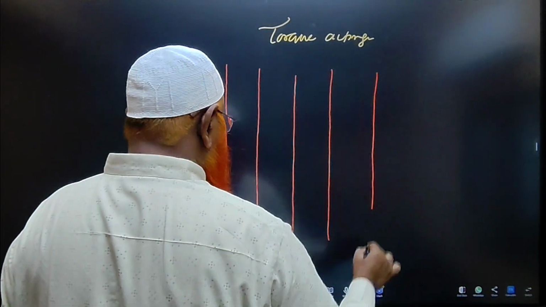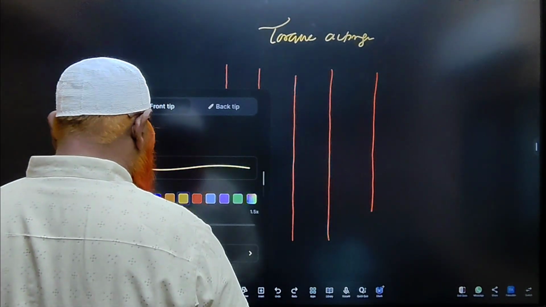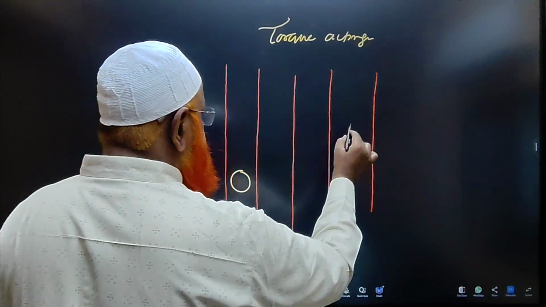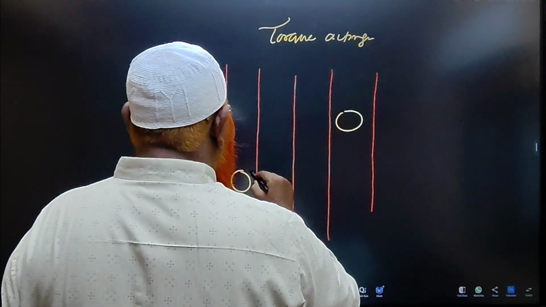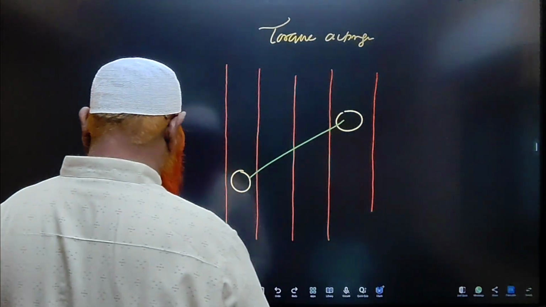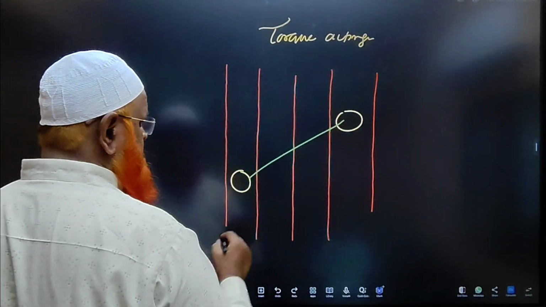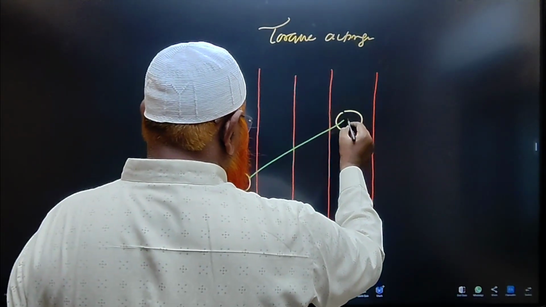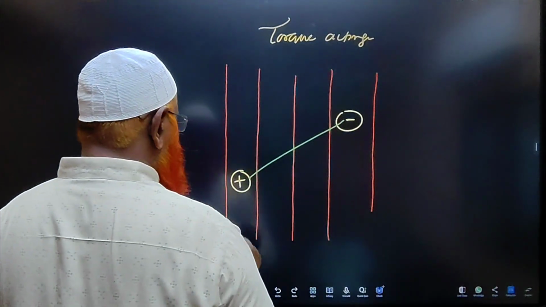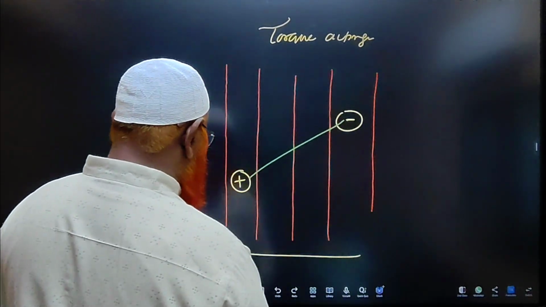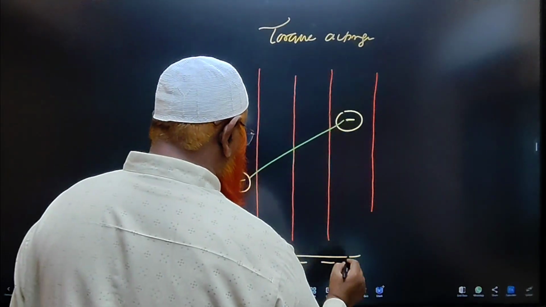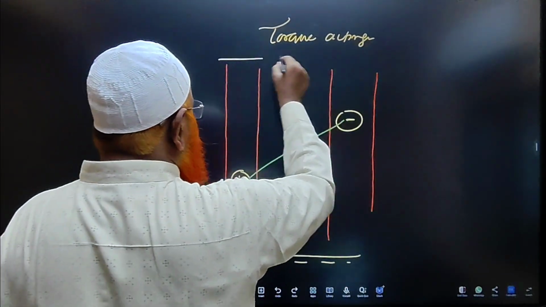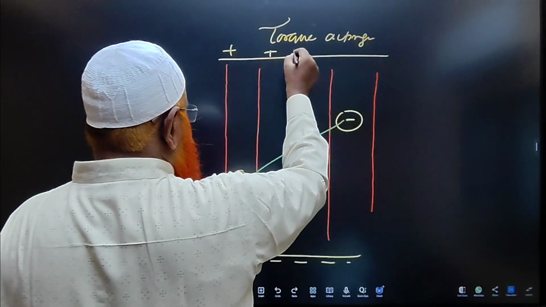These are electric lines of force, and you are considering one electric dipole, and the distance between the charges is this one. This is considered as a negative charge, and this is a positive charge. Here, the field is taken as negative, and this is the field here. You consider this as a positive field.